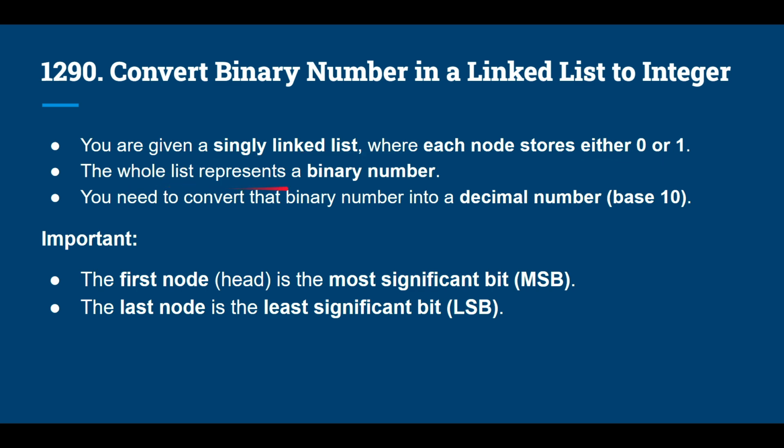The whole list represents a binary number. We were given 101, remember? So the whole list represents a binary number and you need to convert that binary number into a decimal number in base 10, which is the normal number system that we have. What is important here is that the first node, the head, is the most significant bit, MSB, and the last node is the least significant bit, LSB.